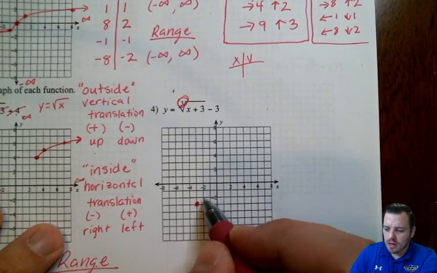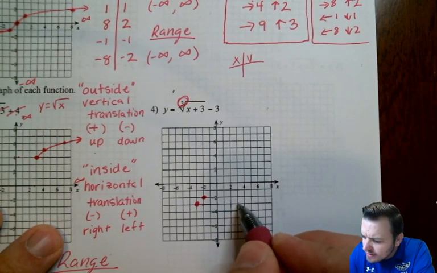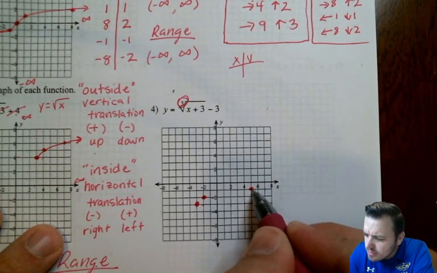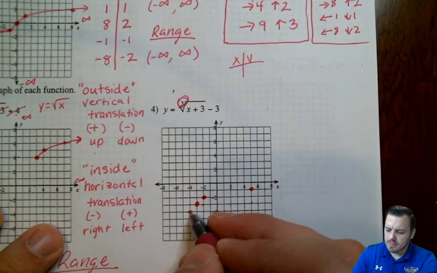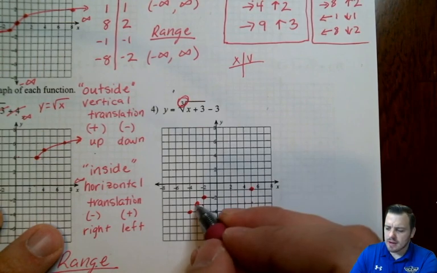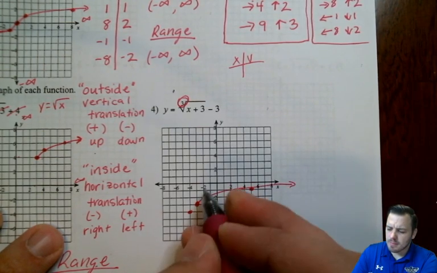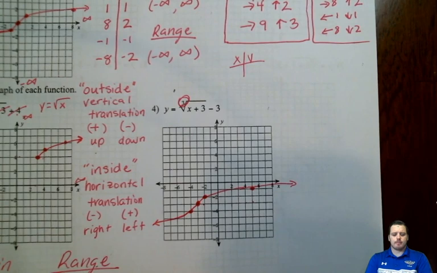So we go right 1, up 1. Right 8, 1, 2, 3, 4, 5, 6, 7, 8, up 2. Then from that same point, I go left 1 and down 1. And left 8, 1, 2, 3, 4, 5. I really won't have enough room over here. But I know this graph does this right here. Looks like that. Give me a thumbs up if that's making sense to you guys.